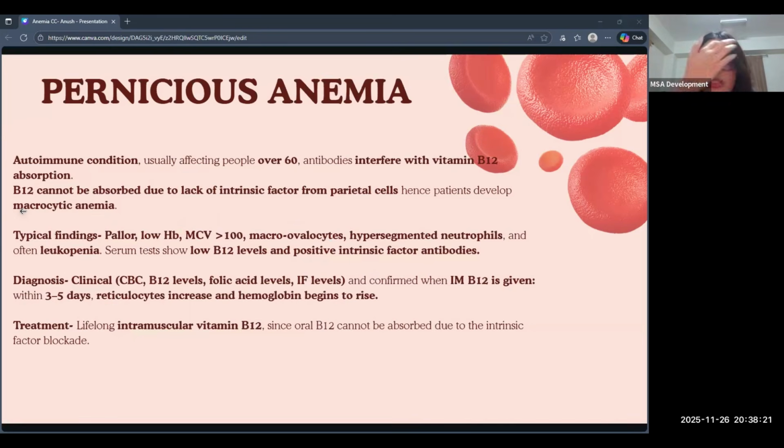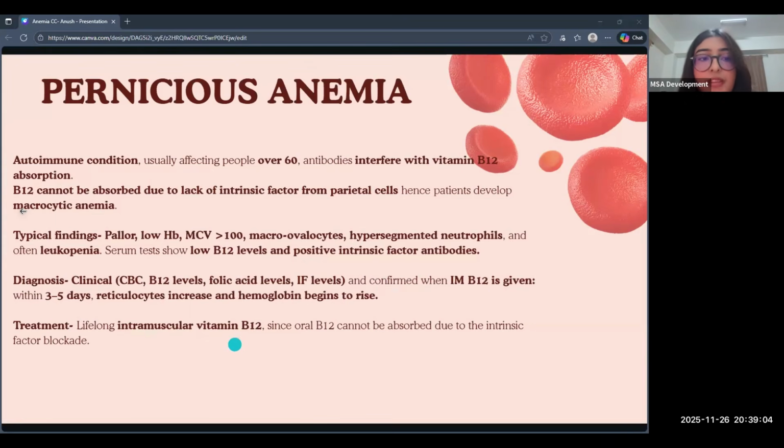Now, what will the test show? The test will show low B12 and positive intrinsic factor antibodies. So if they ask you what's one test you can do to figure out if they have pernicious anemia, it's intrinsic factor antibodies. Now, the diagnosis can be done clinically. You could do a CBC, B12 levels, folic acid levels, and intrinsic factor levels. However, in resource-constrained countries, we just give an IM B12 shot, wait a few days, and see if the reticulocytes increase, which is a compensatory mechanism, and the HB starts to increase. That means it was pernicious anemia.